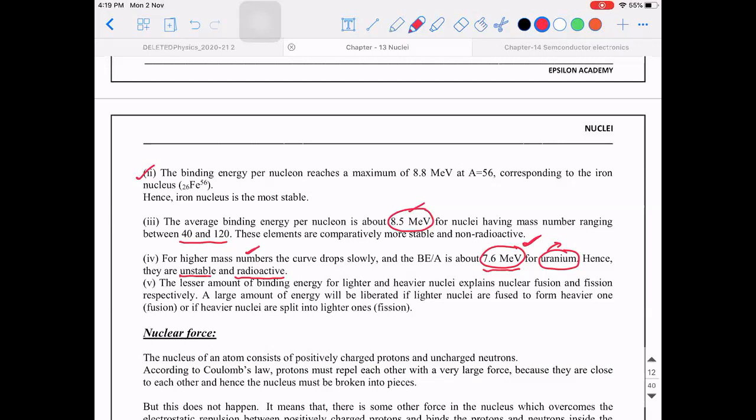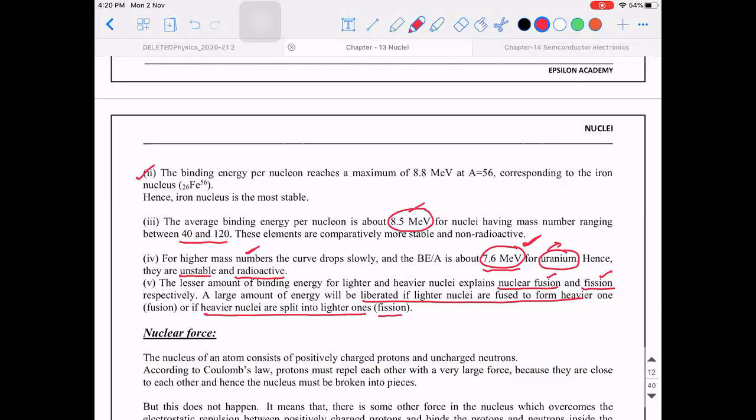Now listen. The lesser binding energy for lighter and heavier nuclei explains the concept of nuclear fusion and fission respectively. I am sure you would have heard these words at least, in your 10th in the sources of energy chapter also. Fusion means combination, fission means disintegration. A large amount of energy will be liberated if lighter nuclei are fused to form a heavier one. Similarly, if the heavier nucleus gets split into lighter ones, during the fission process, energy is released. In both cases, energy is released.